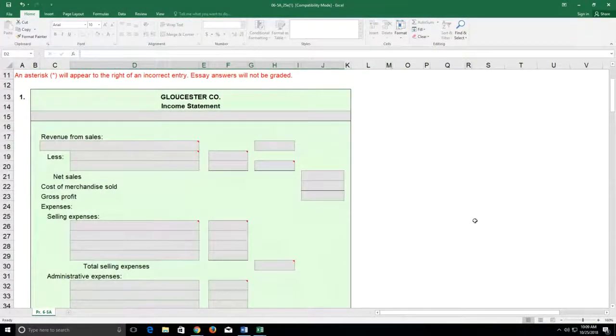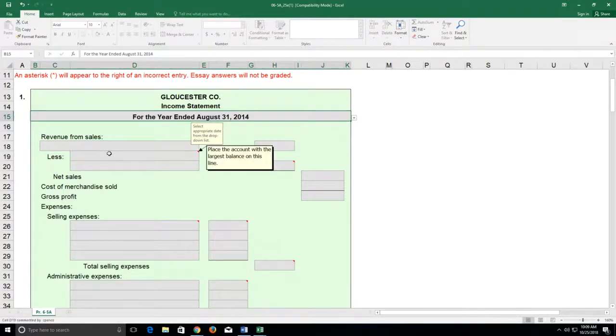All right. So now we're going to do an income statement. And before we did our income statement in accounting form, but now we're going to do it in report form. Our balance sheet, sorry. So we're going to start with our income statement, and this income statement is a multi-step income statement. The first thing we're going to do is put our date, and we know it's for the year ending.